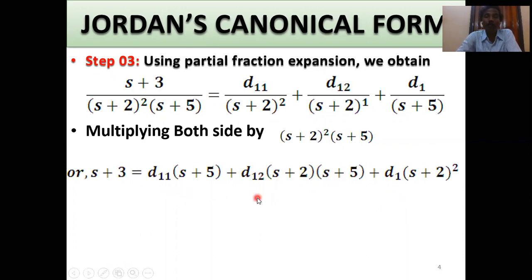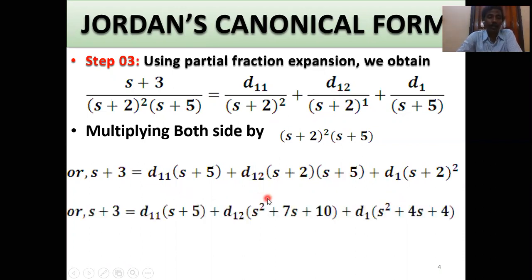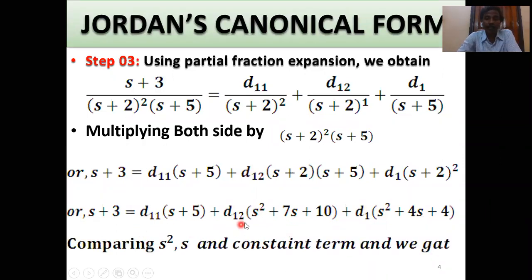Calculate the d11, d12, d1 coefficients. Multiplying (s + 2) and (s + 5) gives s square plus 7s plus 10, and (s + 2) whole square equals s square plus 4s plus 4. Then comparing both sides, first the s square terms, next the s terms, and the constant terms, we calculate the d11, d12, and d1 values.